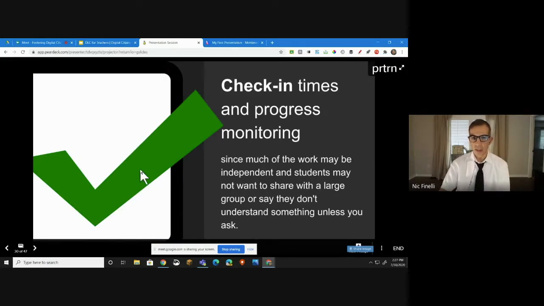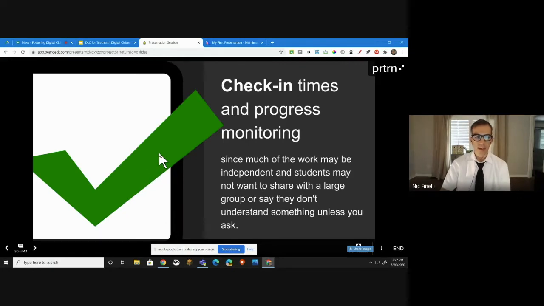Check-ins are also good. This also focuses on meeting the students' needs and helping them be able to go through and progress. That's what I was talking about earlier for someone who has executive functioning difficulties.